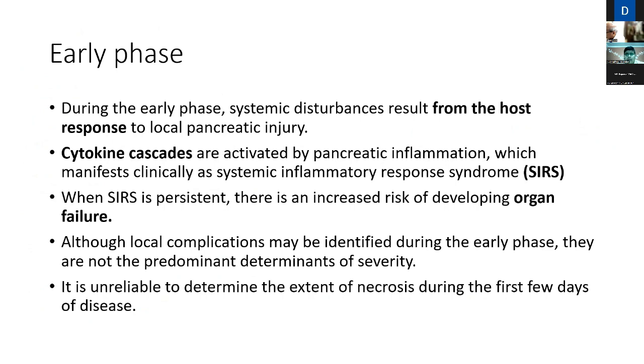this occurs due to the host response to the local pancreatic injury, and the pancreatic inflammation activates the cytokine cascade. This leads to SIRS, systemic inflammatory response syndrome, and when this SIRS persists, it leads to an increased risk of developing organ failure. Although local complications may be identified during the early phase, they are not the predominant determinants of severity, because the predominant determinant of severity is organ failure. Also, it is unreliable to determine the extent of necrosis during the first few days of disease.